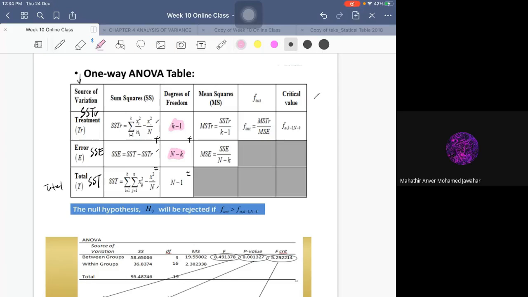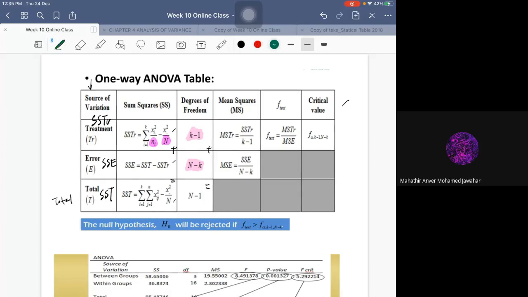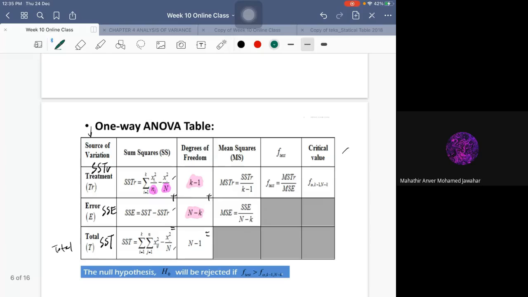Can somebody tell me, if you notice in this formula right here, some of them are using small n and some of them are using capital N. What is the difference between small n and capital N? What does small n mean?